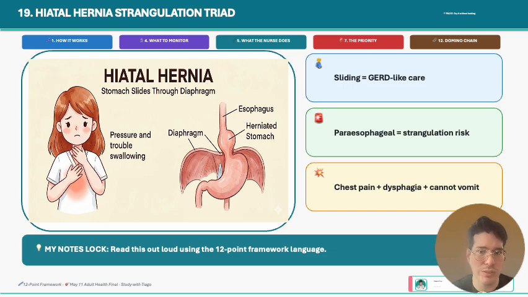The signs I want to remember are sudden severe chest or epigastric pain, difficulty swallowing, and retching or inability to vomit. Some materials also emphasize inability to pass an NG tube with gastric volvulus, right? The point is the same. This is not normal reflux anymore. So the nursing action is to recognize the emergency and escalate, right? Severe pain plus obstructive symptoms mean provider notification, preparation for urgent evaluation and possible surgical management. I should not treat this like simple GERD teaching, yeah? Okay.